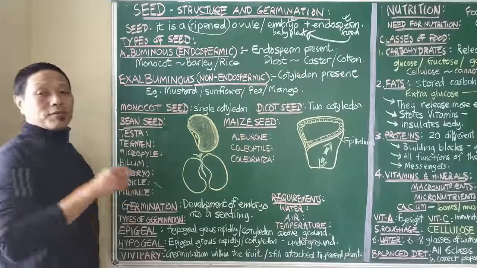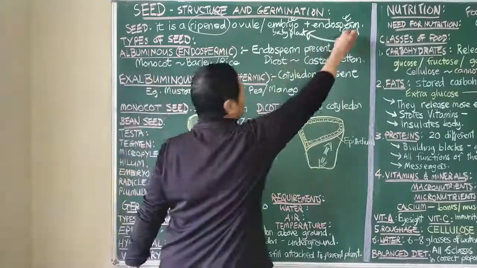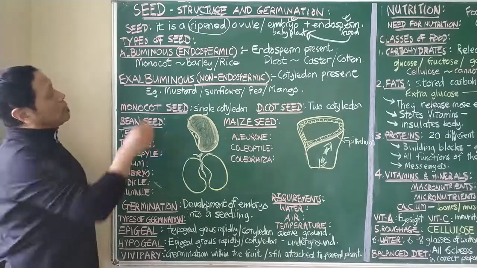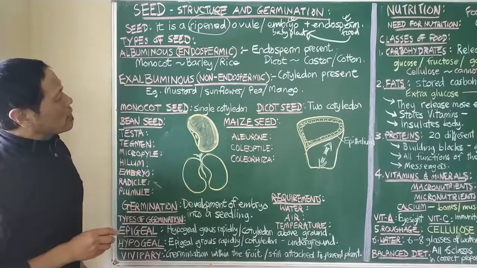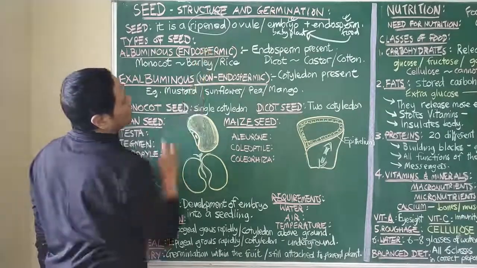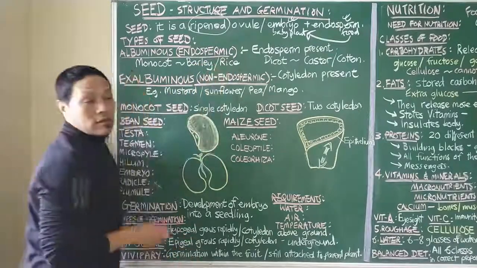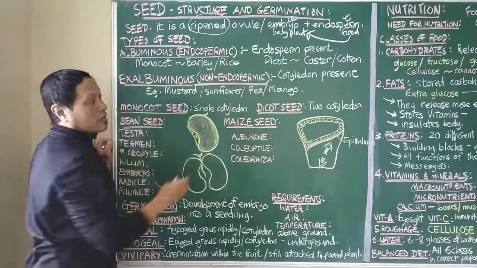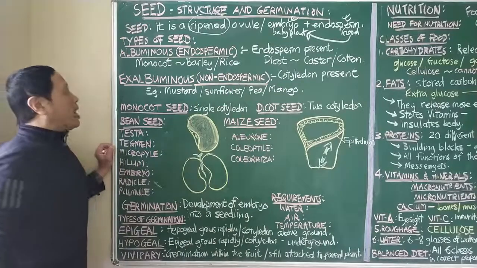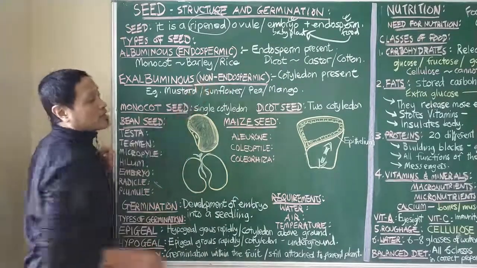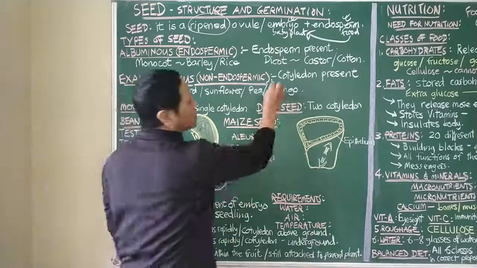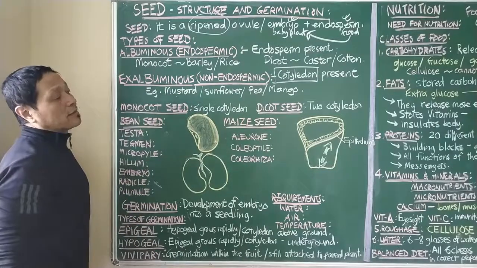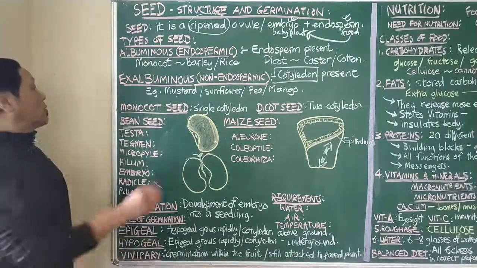Now, types of seeds, depending upon where this food is stored. Two types: albuminous and exalbuminous. Albuminous seeds have their food stored in the endosperm, and they're also known as endospermic seeds. Examples, of the two types, monocot and dicot: barley and rice, monocot, and castor and cotton, dicot. Exalbuminous or non-endospermic seeds are those that store their food in the cotyledon instead of the endosperm. Examples would be mustard, sunflower, pea, mango, etc. We'll just go on to the next one.